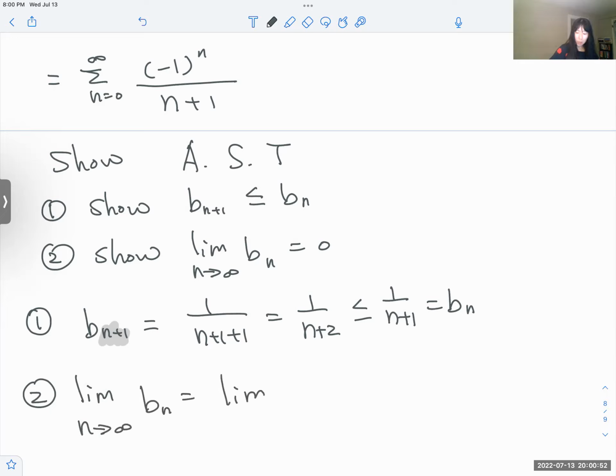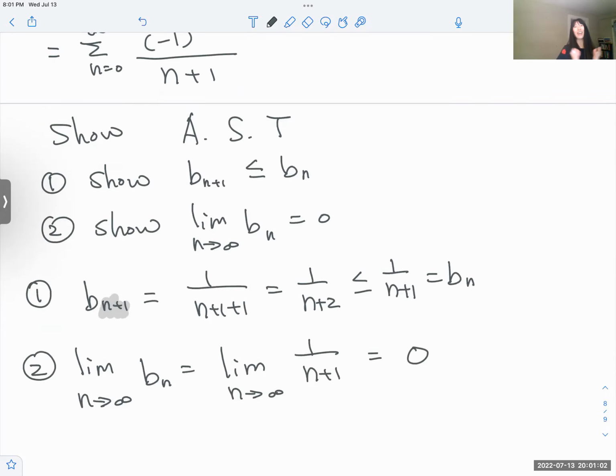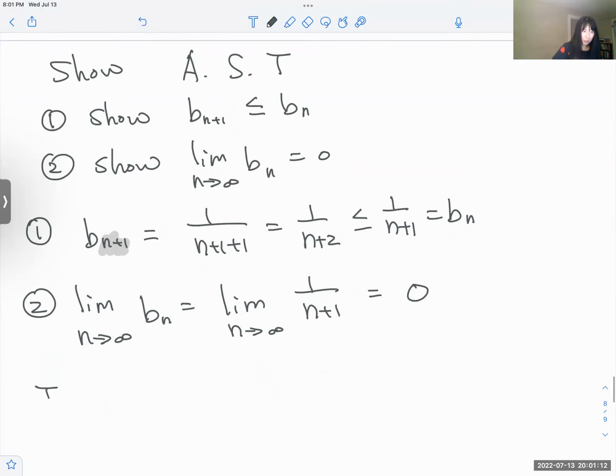Now we're going to show that the limit as n approaches positive infinity of b sub n equals 0. So the limit as n approaches positive infinity, what can you say about this one? 0. 0, excellent. So yeah, there we go. It's convergence, right? Only the alternating series test tells us convergence, right? Okay, so thus the series converges.